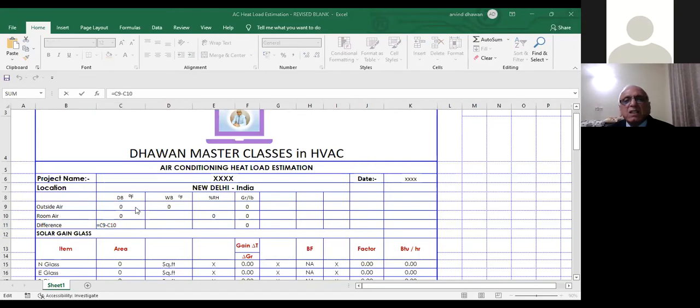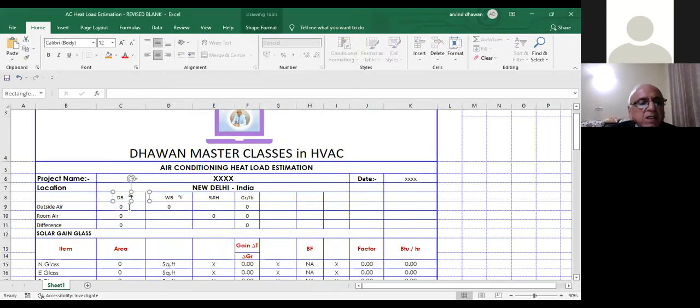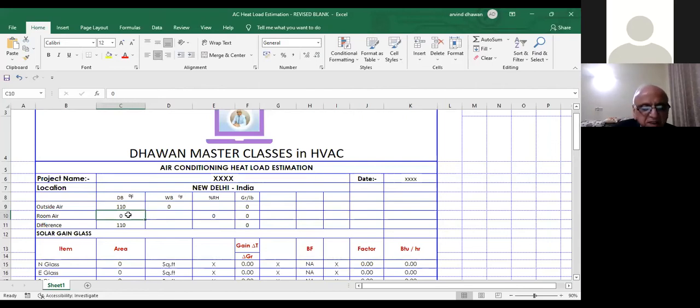For example, this. Let's say this is outside air, let's say 110 degrees Fahrenheit, and this is room temperature, we want 75. So delta T is 35, right? You have to do nothing.